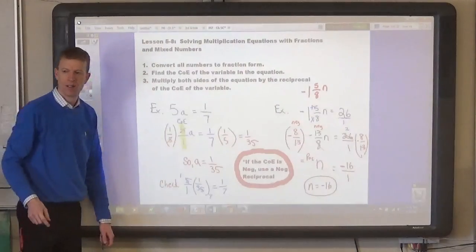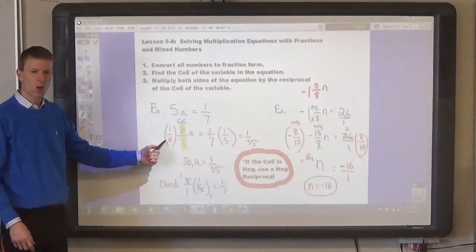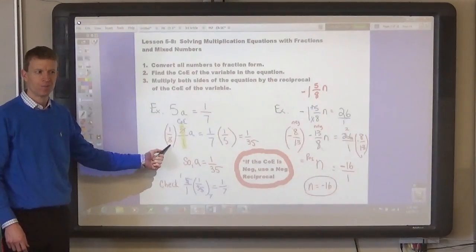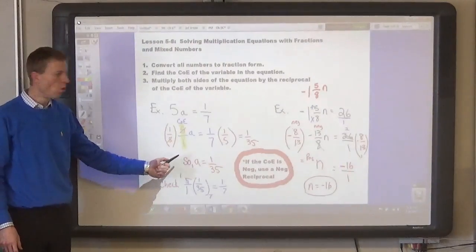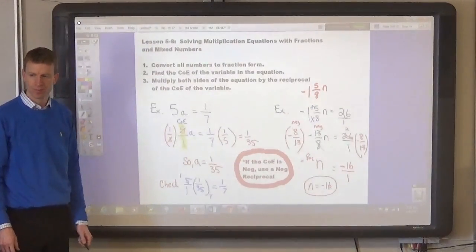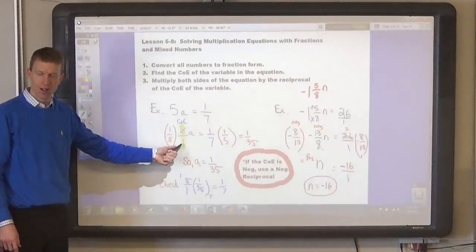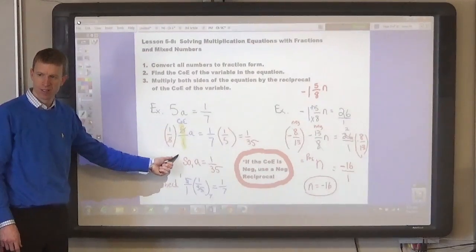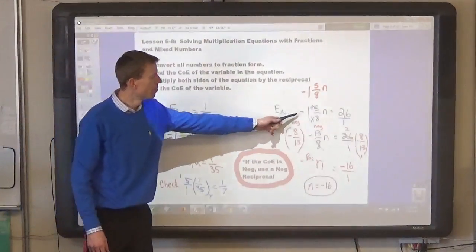Let's solve it. When you multiply a number by its reciprocal, what do you automatically get? 1. 1 of the variable. That's why you use the reciprocal. Or you find the coefficient and use its reciprocal. Okay? Let's go over here.